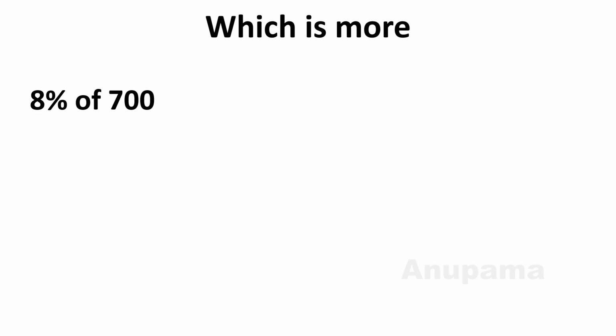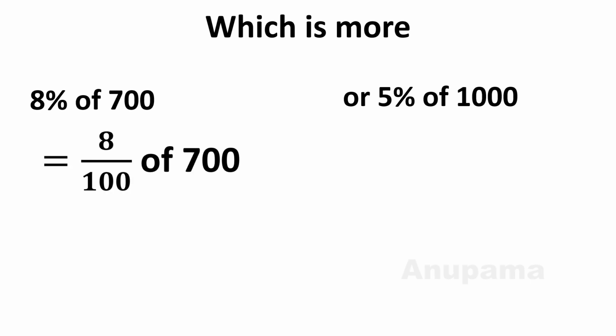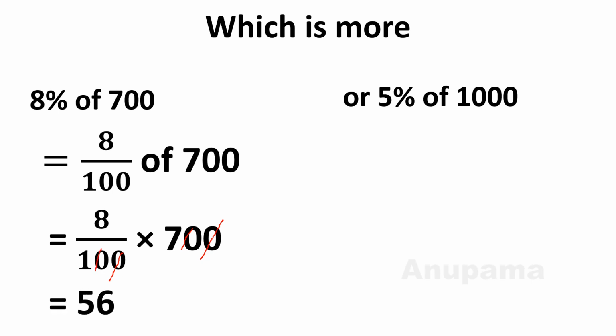So easy. Now let us do one more kind of question to find out which is more. Here 8% of 700 or 5% of 1000. How can we find which is more? Just solve it. 8% of 700. Let us solve this first. 8% can be written as 8 by 100 of 700. Now instead of "of" we will put the sign of multiplication, and again these two zeros will be cancelled, and what we will get? 8 sevens are 56.